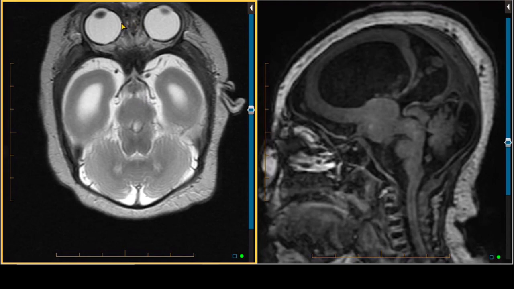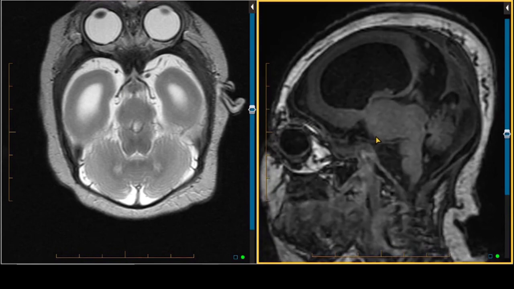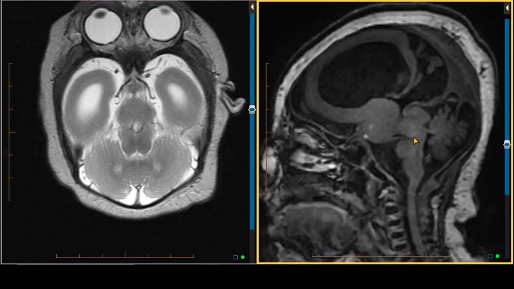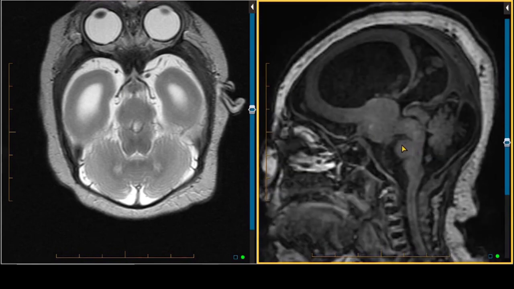The globes, as a rule of thumb, you should be able to put about one globe in between the two of them. This is much less than that. So this is signs of hypotelorism, which is associated with craniofacial abnormalities, and holoprosencephaly is often associated with craniofacial and other midline abnormalities. We can see in this individual here on this sagittal image, here's the pons, here's the medulla oblongata, here's the midbrain.